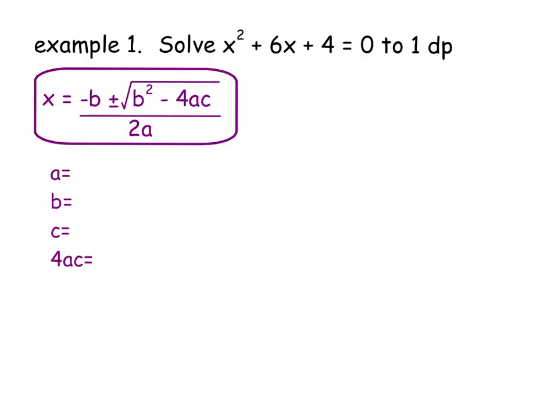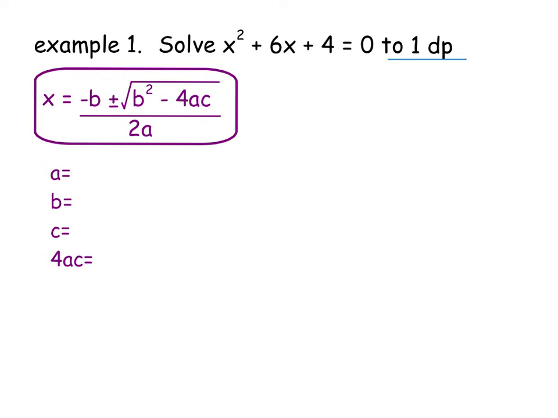Right, moving on. Okay, so here's my first example, and this is how it will appear in an exam. It will say solve a trinomial equal to 0 to one decimal place. That there is your clue that you have to use this formula. So we've copied the formula down already, hopefully from the sheet. I would encourage you to always do this A, B, C, 4AC bit first of all. It makes our substitution so much easier, less chance to make mistakes.